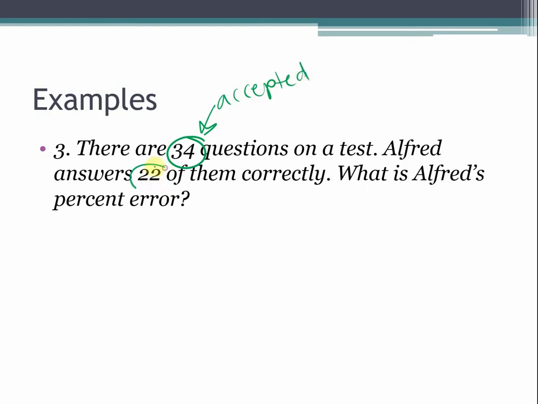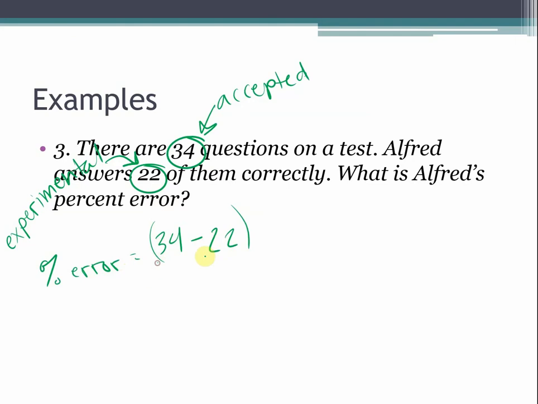Alfred didn't quite get there. He got 22 of them correct. So this is our experimental value, because this is what he got when he actually went and took that test. So setting this up in our equation once again, we have percent error is equal to that accepted value of 34 questions minus that experimental value of 22 questions divided by, again, the accepted value of 34, and then multiply that by 100.